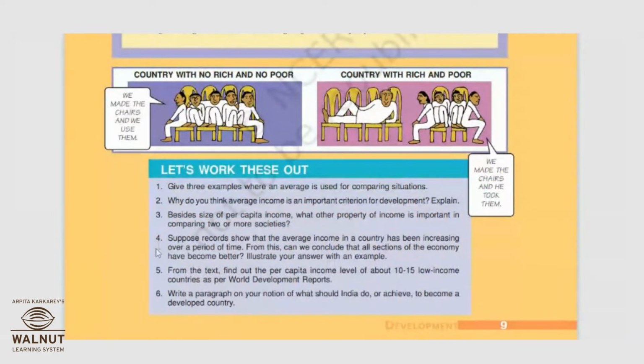Suppose records show that the average income in a country has been increasing over a period of time. Suppose we compare 3 consecutive years of a particular country A and we see that the average income in that country is rising, it is increasing year by year. Does it mean that we can conclude that all sections of the economy have become better? No, ma'am. Why? Ma'am, because the money can also be unequally distributed. As they have asked, illustrate your answer with an example.